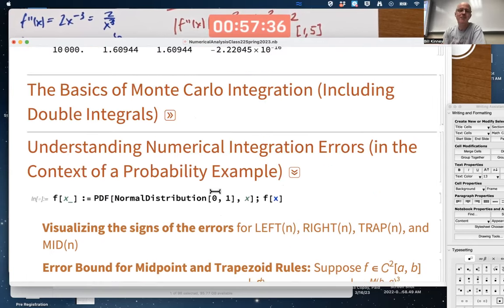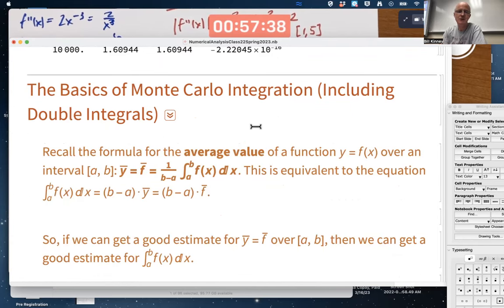I did want to talk about Monte Carlo integration. I think I'm going to save that for next Tuesday. It's kind of a fun method for doing integration, including for double integrals or even higher dimensional integrals. I will leave it in the notebook if you want to look at it before next Tuesday.